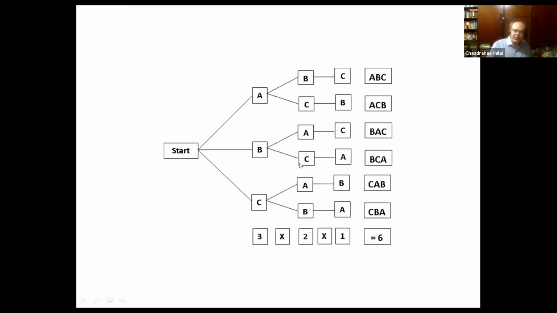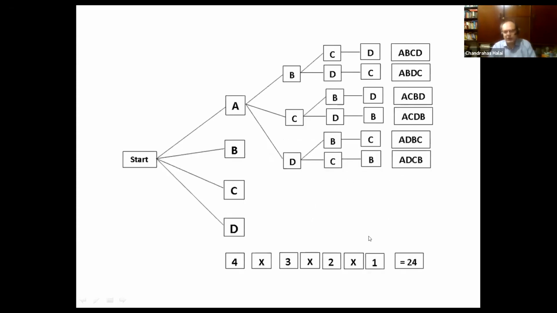Suppose I have three objects and I want to arrange them. Then in the first position, I have three options, A, B, or C. Then in the second position, I have two options. And in the third position, I have only one option. So if I have three objects, I can arrange them in 3 times 2 times 1. That is, I can arrange three objects in 6 different ways.